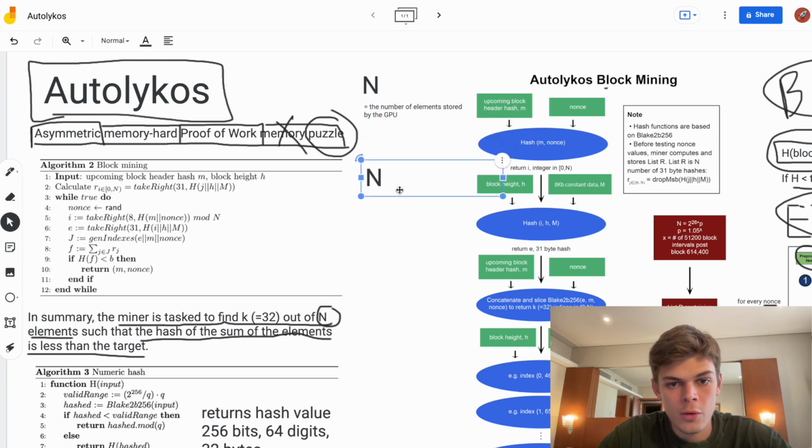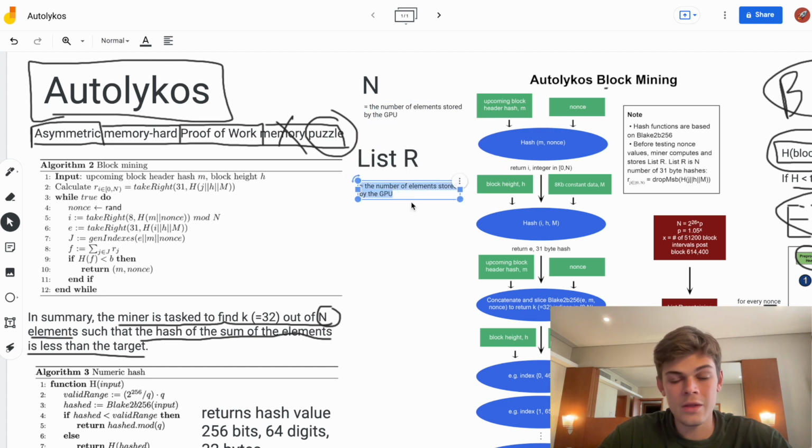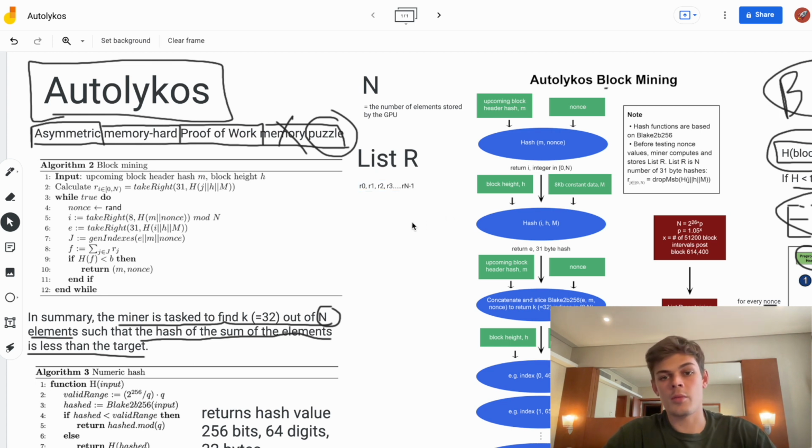So that is what we call list R. This might get a little confusing, but I think it should all make sense. So what is list R? List R is n elements long, as we mentioned, right? Because the GPU stores n elements of data, and we can write these values as r0, r1, r2, r3, up until, you guessed it, r n minus 1, because we have n elements of r values, which together make up list R.